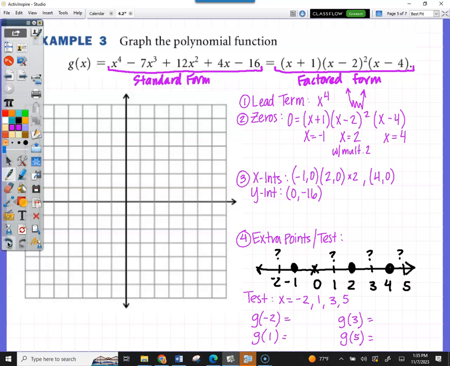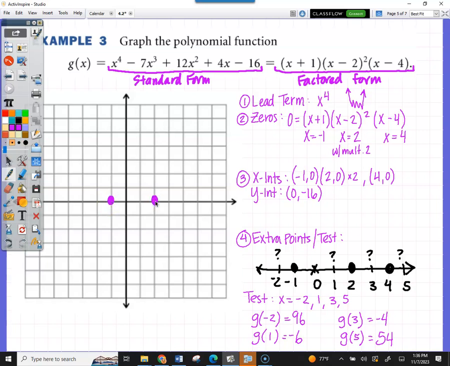Wait. -2, did you get 96? Yes. 1, what'd you get? -6. 3, negative, and 5. Okay, so we can't graph this or this, but it's okay. You know, we found it, we know it's shooting off the graph, but we can graph the 1 and the 3. All right, so plot your zeros.